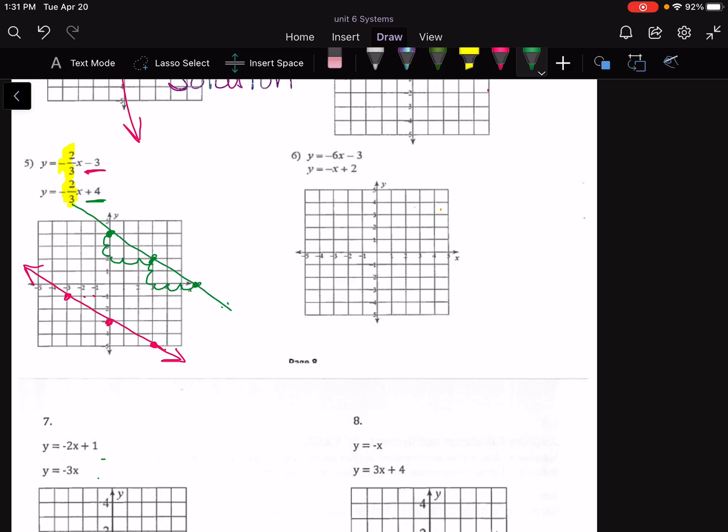And notice those lines are never going to touch. They're never going to get any closer together or any farther apart because they are parallel lines. They have the same slope, so these have no solution.